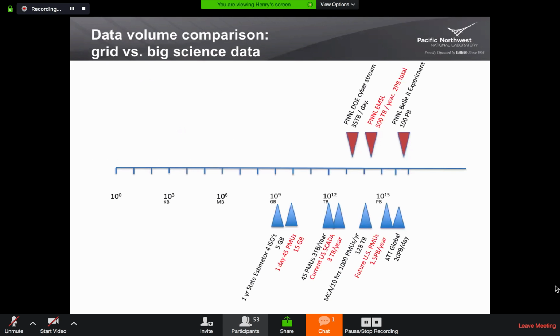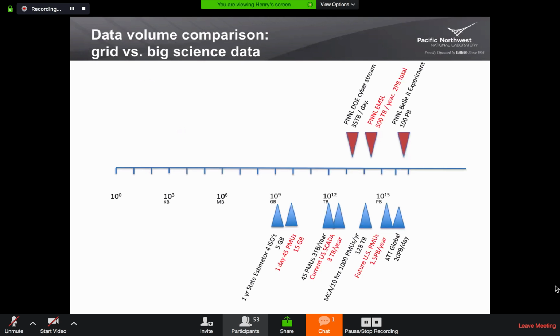Also, let me put this into the context of how power grid data compares to other domains. I'm trying to make a picture to show the scale. So the top shows some examples of other domains and how much data they have to deal with. For example, at PNNL, there are efforts collecting cyber data, which is the traffic information on the internet, at 35 terabytes a day.